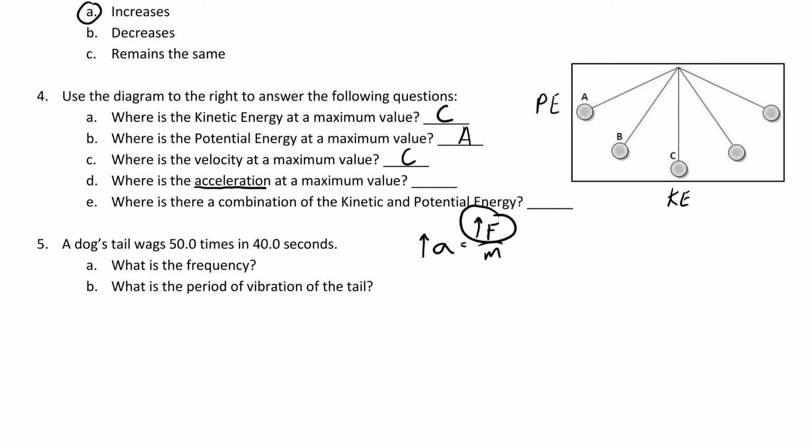And we talked about how the x component of the force is 0 at point C, but it's the greatest at point A. And also at point A, your velocity is changing from a velocity going this way, and then the velocity is 0, and then it changes over here. So your acceleration is the greatest at point A for two reasons. Where's there a combination of kinetic and potential energy? That's going to be at B, because you are some height above, so there is some potential energy, but you're also moving, so you do have kinetic energy at point B as well.